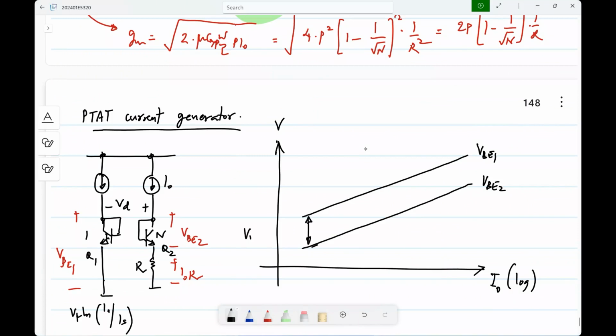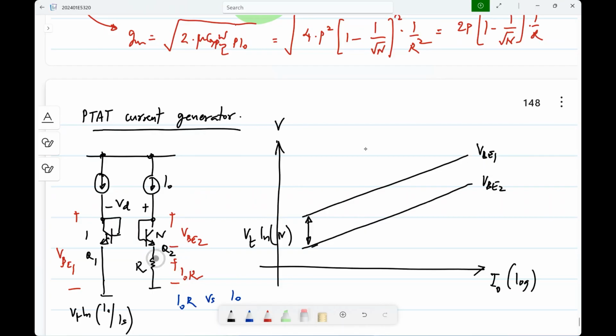VB2 plus I naught R. What will that look like, you think? If I plot I naught on a log scale, what will that look like? I naught R versus I naught, but I'm just using a log scale for I naught. What should that look like? Just transform it, right? What kind of curve will that be? Exponential.